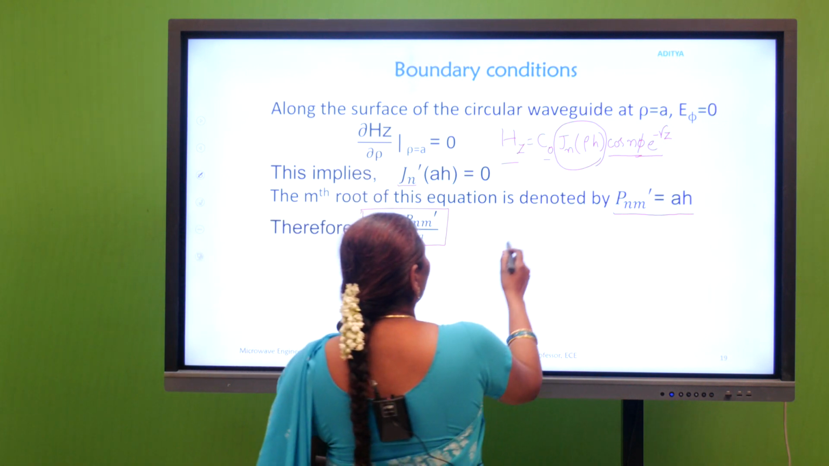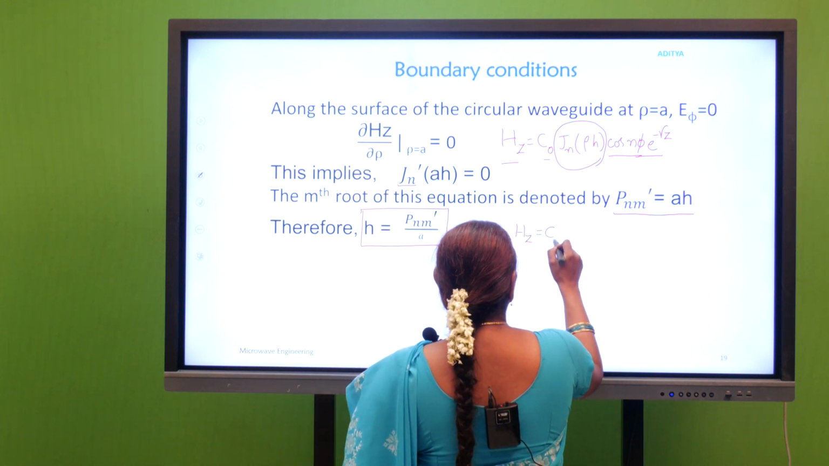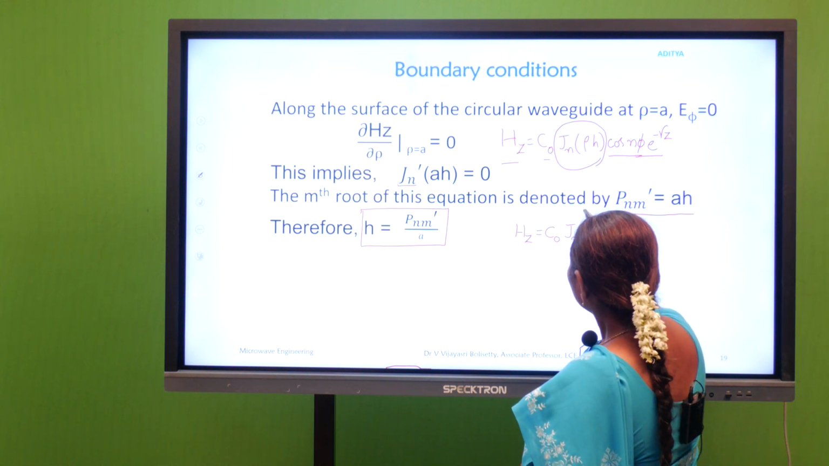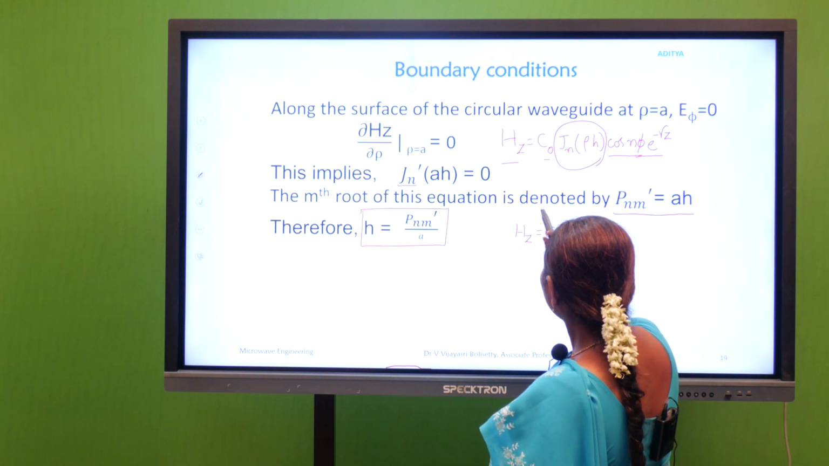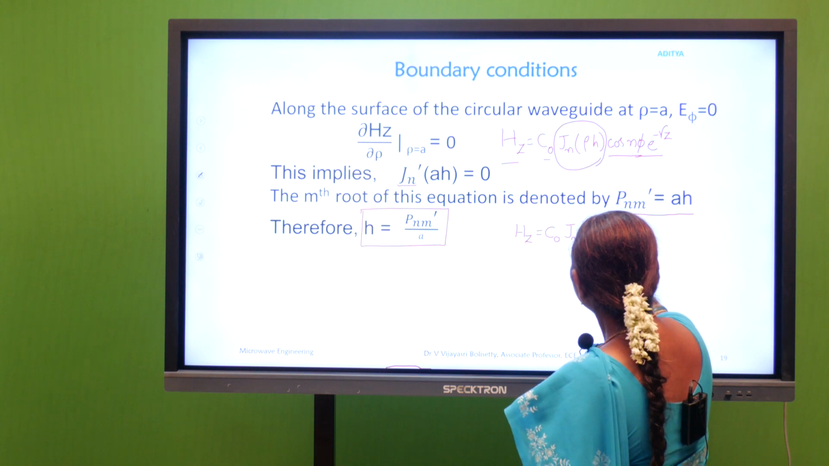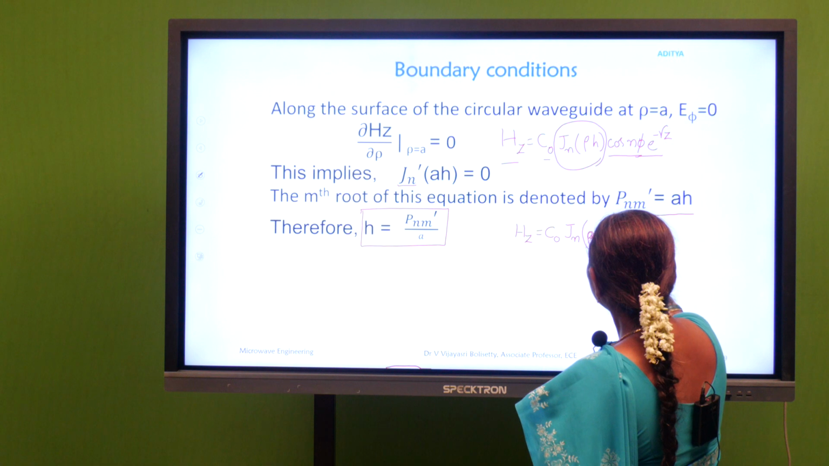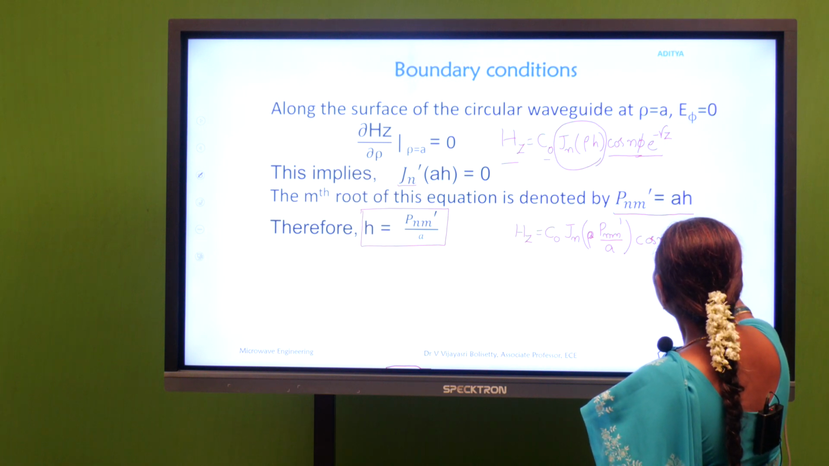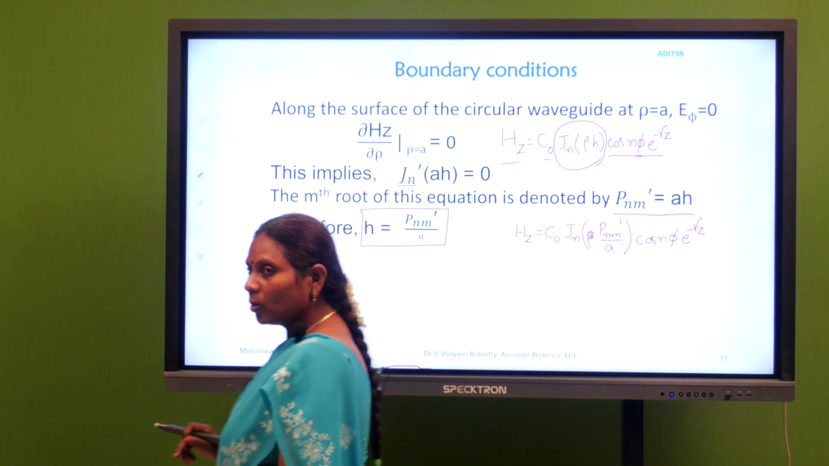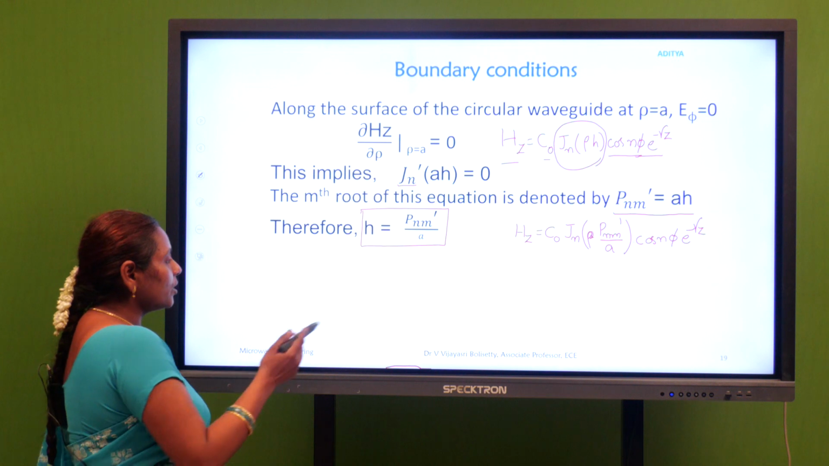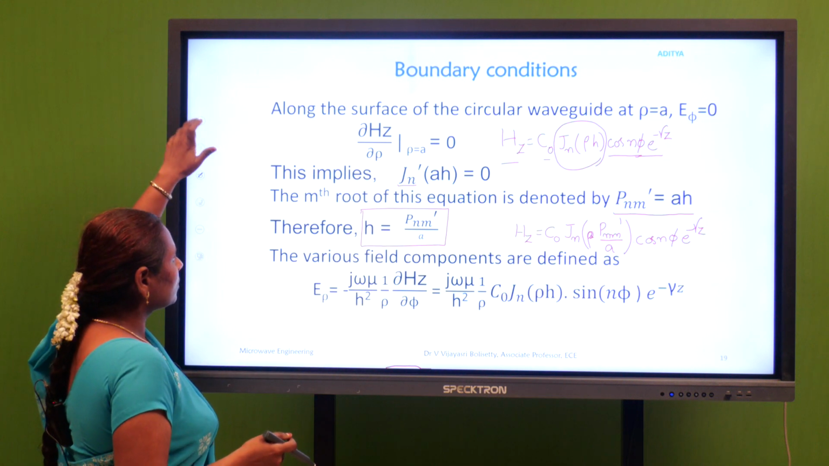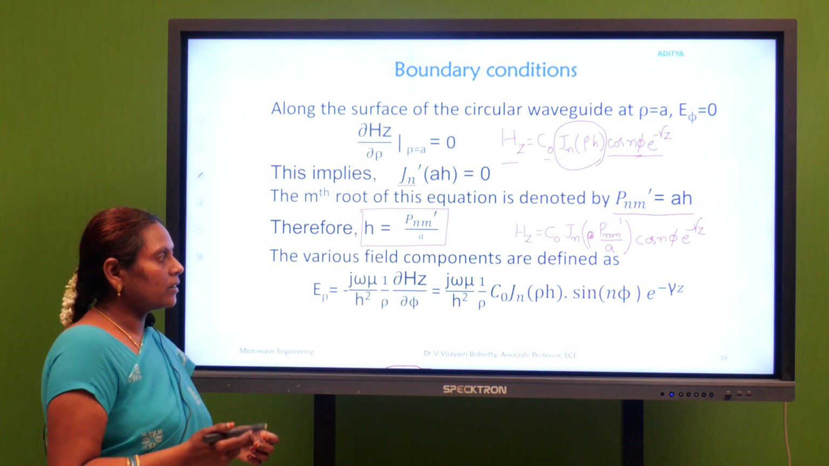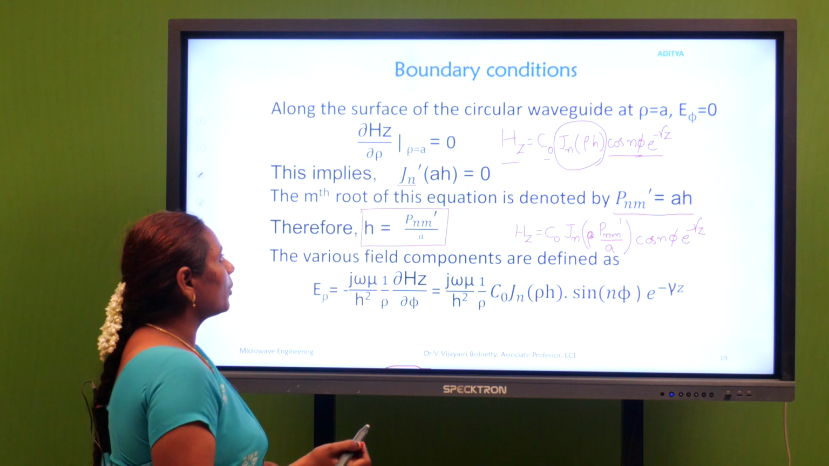So simply we can write Hz is now equal to C naught Jn of rho, with h being Pnm dash by a, cos n phi e power minus gamma z. So due to this h we get the Hz, and Hz is represented in this form. So now by using this Hz we can find various field components, and already we have seen there are different field components that exist.